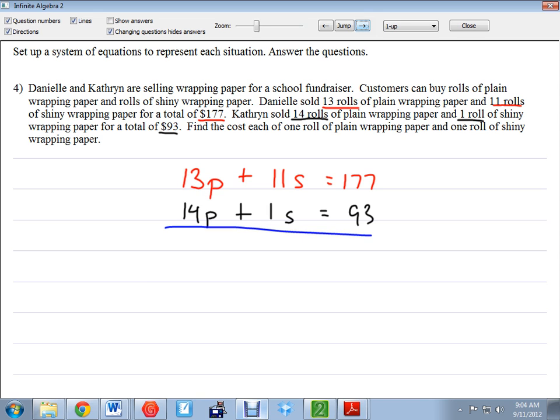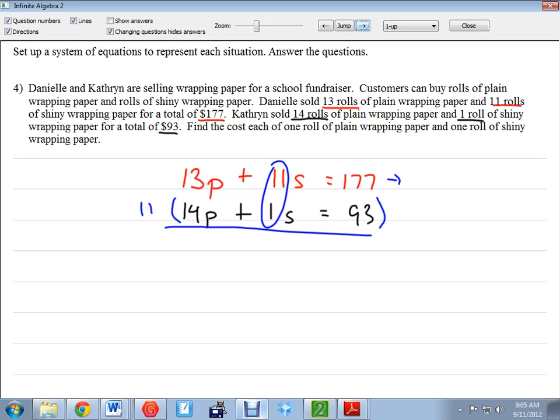Now we have a system of equations. We have two variables, we have two equations, so this is very solvable. What we need to do is get it so that the equations are similar to each other, where the numbers in front of either the p's or the s's are the same. I can do that relatively easily by multiplying the bottom equation by 11. That'll make the 11 and the 1 the same.